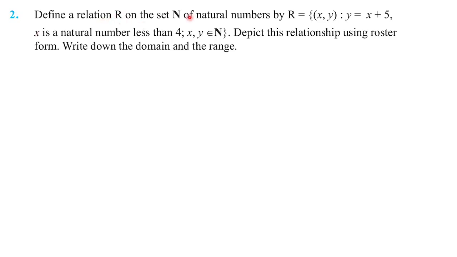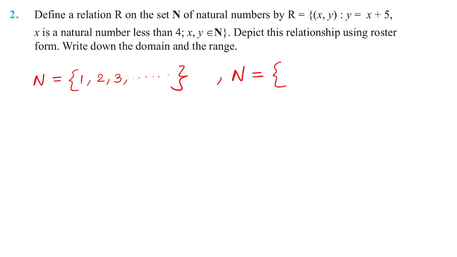You have to understand the question properly, so you have to read the question. Define a relation R on the set of natural numbers N. On the set means, I will explain the meaning, the relation is defined from N to N. That is the meaning. N is the set of natural numbers. Understood?